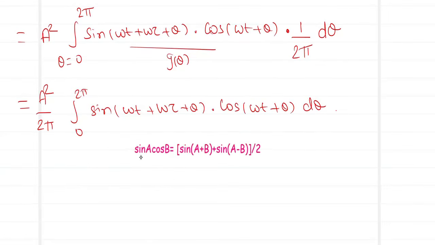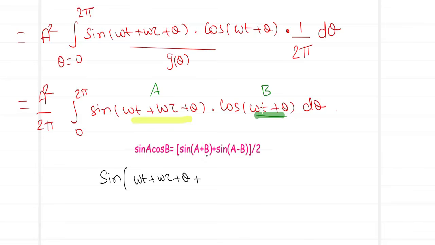We will try to recollect that sin A cos B is sin(A plus B) plus sin(A minus B), divided by 2. So in place of our A, we have omega t plus omega tau plus theta, and in place of B, I have omega t plus theta. So I have two quantities, sin A and cos B, now for substitution. So let us substitute this as A and this as B for us. So on substitution, what happens over here? This becomes sin of A plus B, that is omega t plus omega tau plus theta plus B.